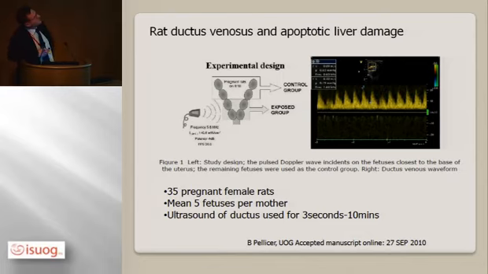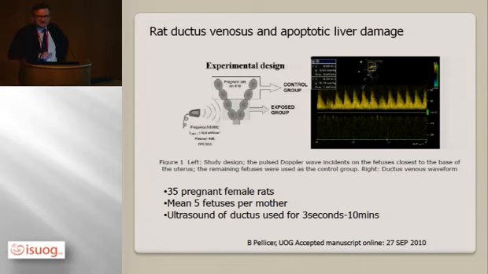Rat ductus venosus and apoptotic liver damage. Have any of you seen this paper? It's just out online first. The great thing about the White Journal is you have accepted manuscripts that you can download as PDFs before they come out in the journal. This was a beautiful study, and it involved using ultrasound on rats. Ultrasound of the ductus venosus in rats.